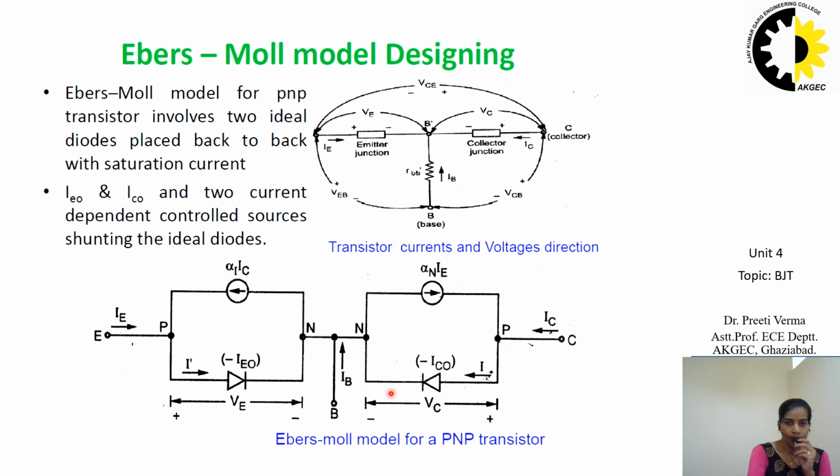Here it is. The voltage across the first input side diode is VE, and for the second one it is VC. The current source that is represented here is alpha I times IC, and on the output side we have alpha N times IE. So this is the Ebers-Moll model representation of the PNP transistor.